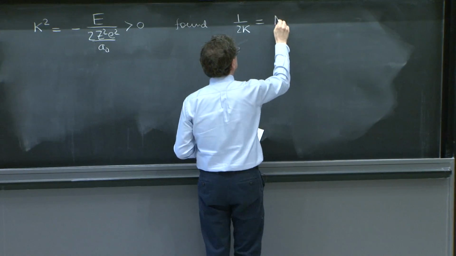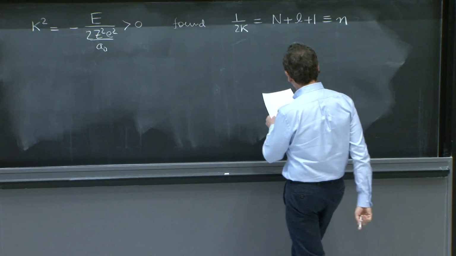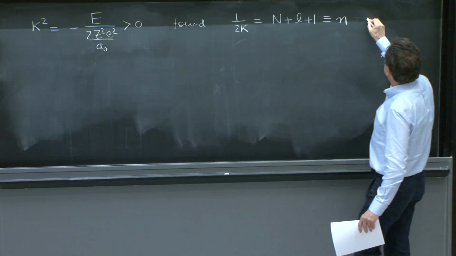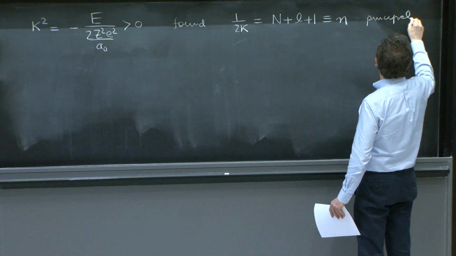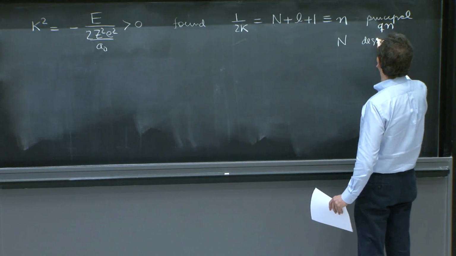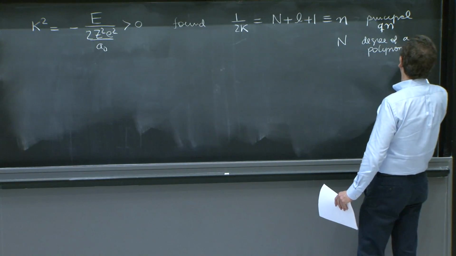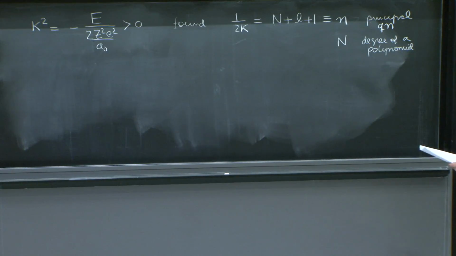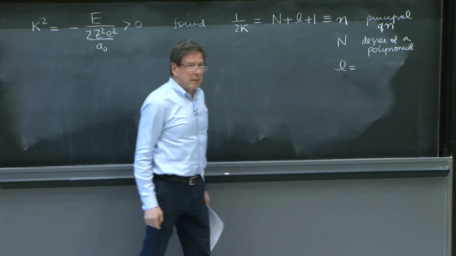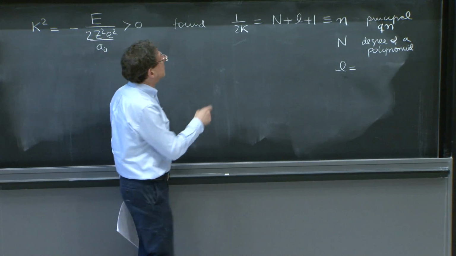1 over 2 kappa was n plus L plus 1, something that we call n, and n was the principal quantum number. N was the degree of a polynomial in the solution. And L was an important quantum number because it gave you the amount of angular momentum the system had.